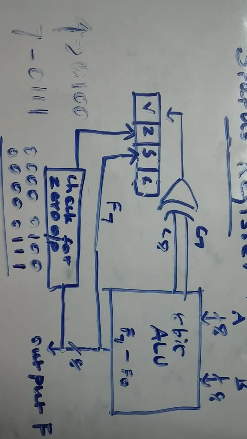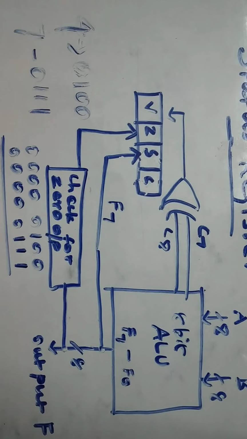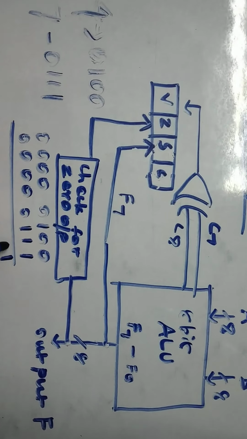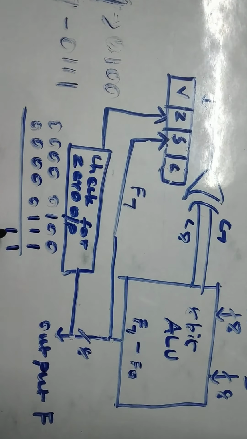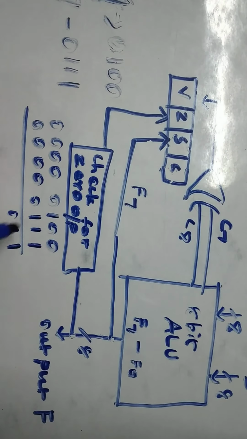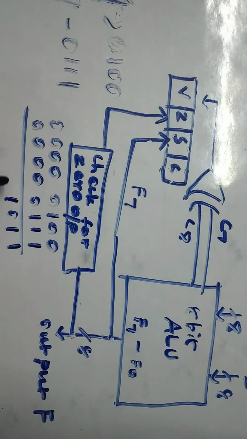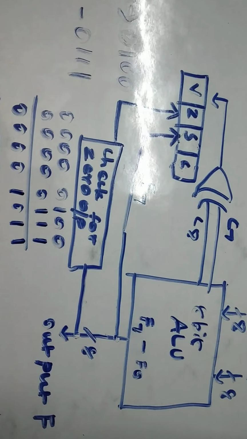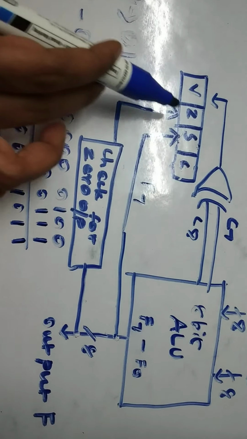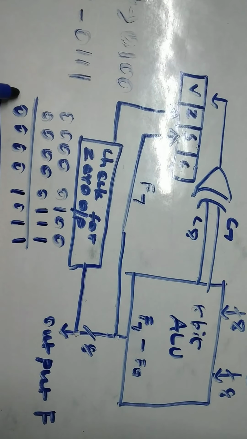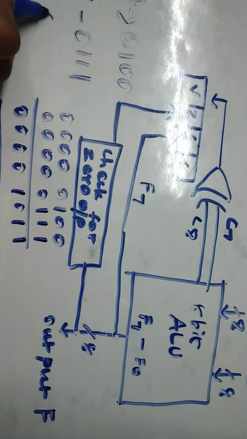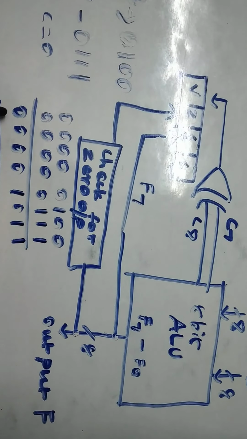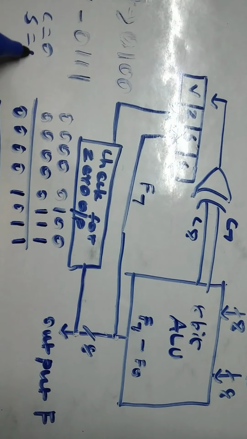If you add these two, what result do you get? 0 plus 1 is 1, 0 plus 1 is 1, and 1 plus 1 is 0 with a carry. So here it is 1 0 0 0 0. Based upon the result, we can update the flag values. Here you are not getting any carry, so the carry value is 0 for this result. And what is the sign bit here? It is 0.